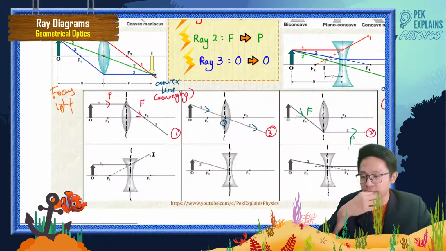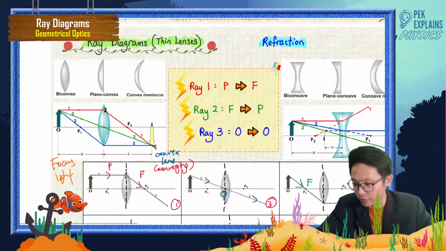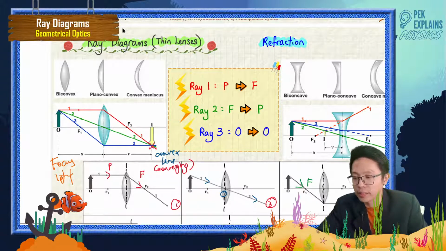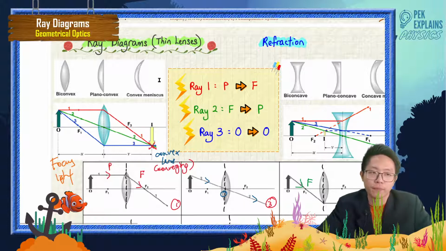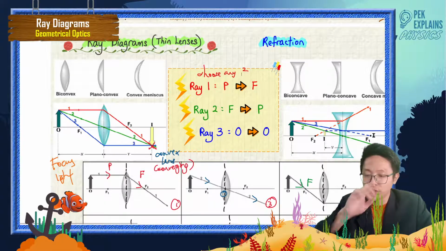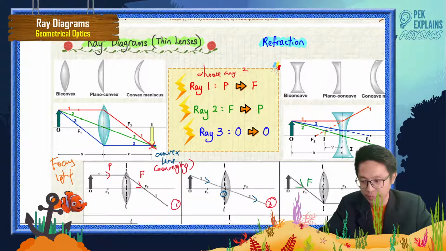Okay, that's 3 rays. If we have 3 rays already, we choose any 2. Then we can find the intersection point, and that's our image. Draw it and label it with I. Just choose any 2. Now for the concave lens.